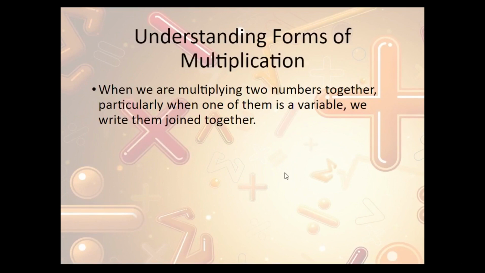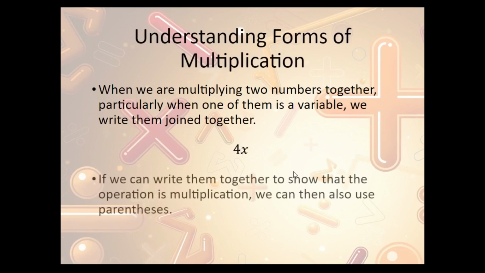Understanding multiple forms of multiplication. When we are multiplying two numbers together, particularly when one of them is a variable, we write them joined together. So we write them like this. We're multiplying 4 times x, so we write them joined together. We can also use parentheses to do this. So we can write 4 and then parentheses x. They mean exactly the same thing. They're just giving indication of multiplication.